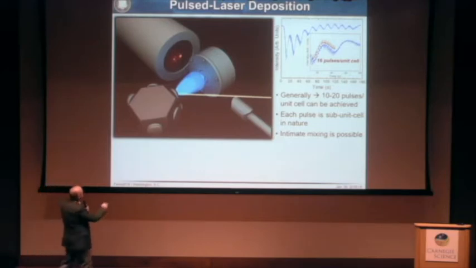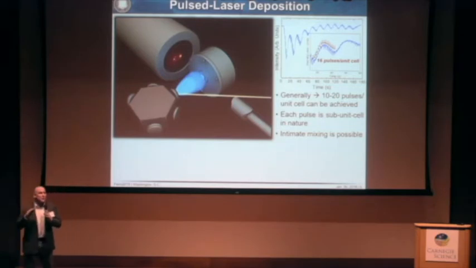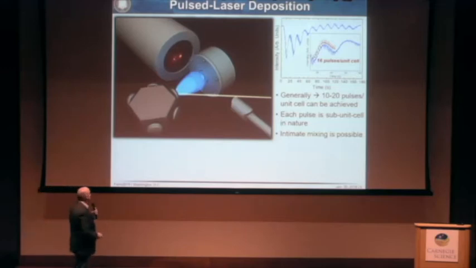And so what we do is we put multiple targets in here, and we have a piece of software that helps us coordinate the laser with the target rotator, and we can switch between the different targets of the end members to build up these smooth gradients.